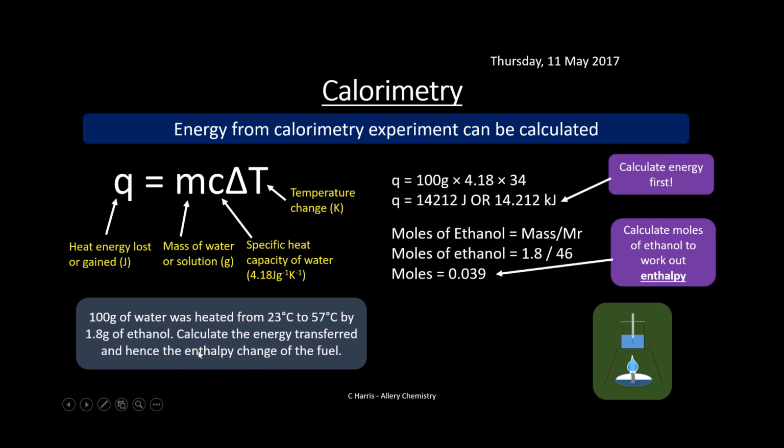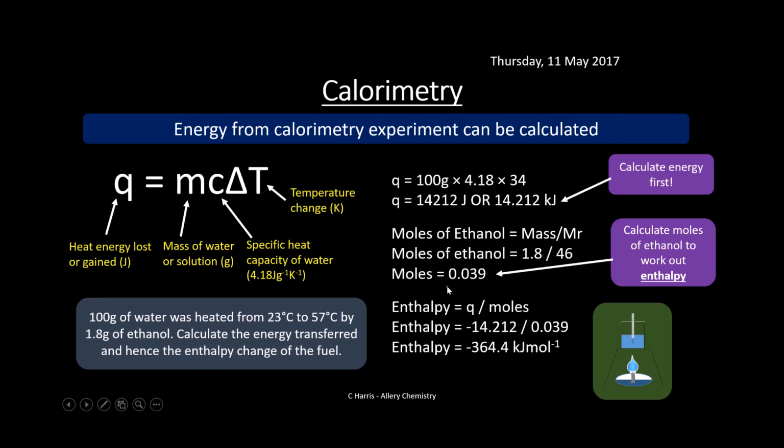But we need to work out the enthalpy change. Enthalpy is different to energy. To work out enthalpy, remember enthalpy is in kilojoules per mole. We need to work out the moles of fuel that was used to heat that water in the first place. So the moles of ethanol is mass over Mr. Now we know the mass of fuel is 1.8. So do 1.8 divided by the Mr of the fuel, which is 46, gives a total number of moles of 0.039. So now we have the number of moles. Remember the units of enthalpy is kilojoules per mole, so we do that divided by that.